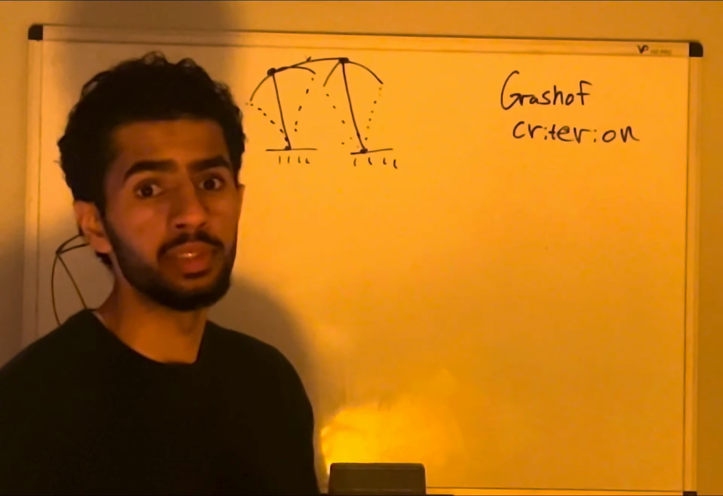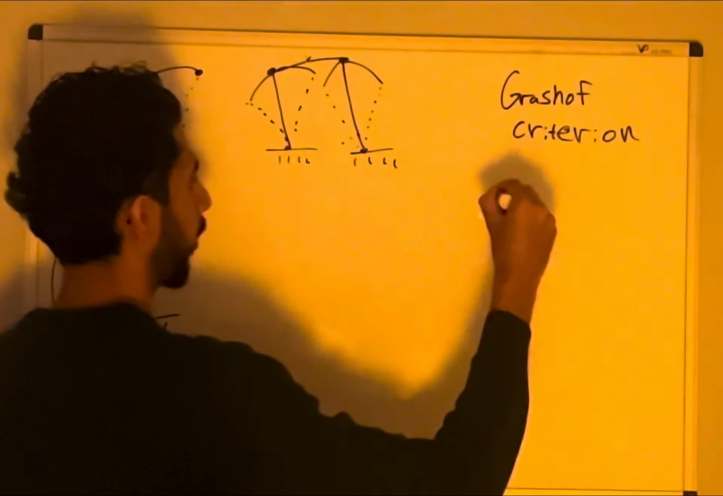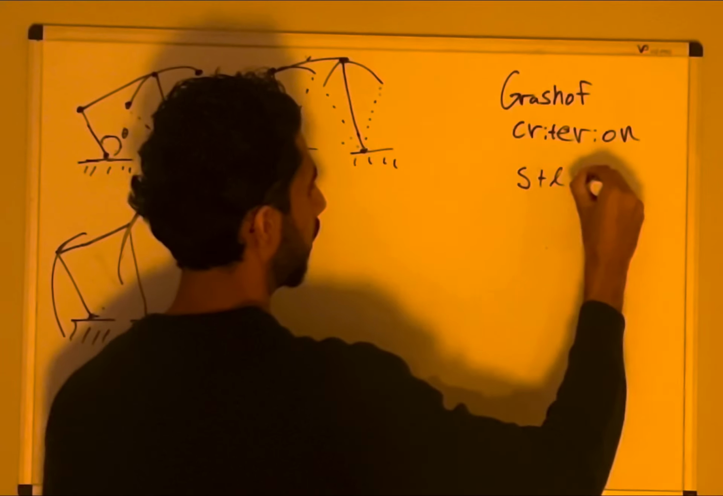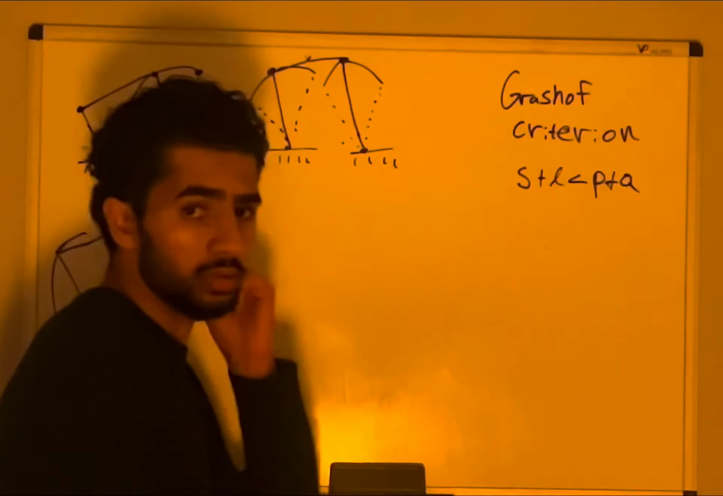So what does it all mean? What is the actual criterion? Well, let's go over it. So the criterion is as follows: if S plus L is less than P plus Q. Okay, what do all these mean?